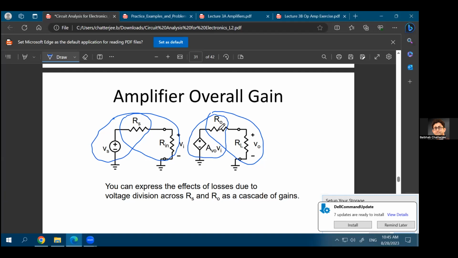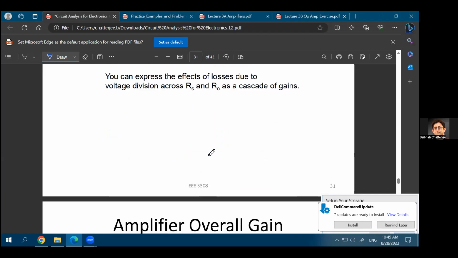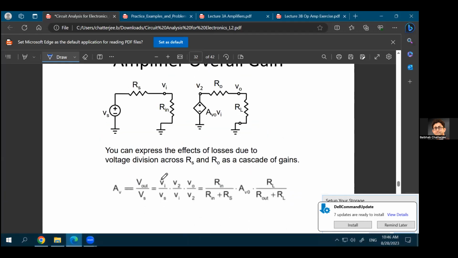When you consider the effect of that resistance along with the load resistance, you readily see that there is a voltage division going on here. That's why the overall gain of the amplifier would be a multiplication of three terms. One is the voltage division at the input, your VI over VS, which is just Rin over Rin plus Rs. The second term is the actual voltage gain of the ideal amplifier, your AV0. And the third term is another voltage division at the output side, RL divided by Rout plus RL.